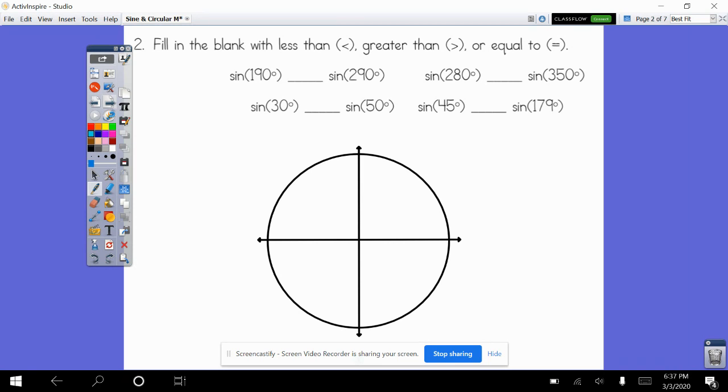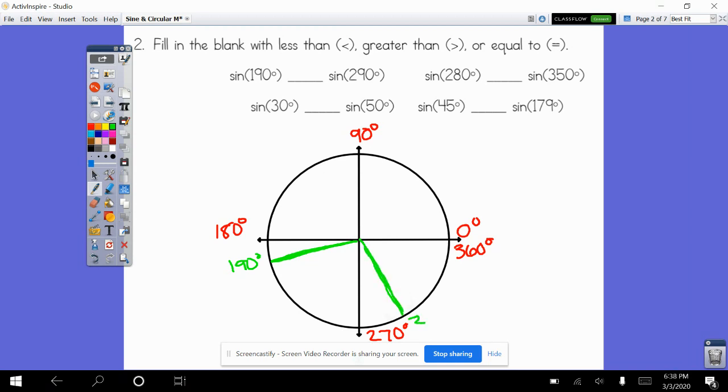So again, it really helps to always label your important angles. 0, 90, 180, 270. These are all degrees. And then, of course, 360. So start by plotting 190 and 290. So 190 is going to be about 10 degrees past 180. Not about, it's exactly 10 degrees past 180. That's 190. And then 290 is 20 degrees past 270.